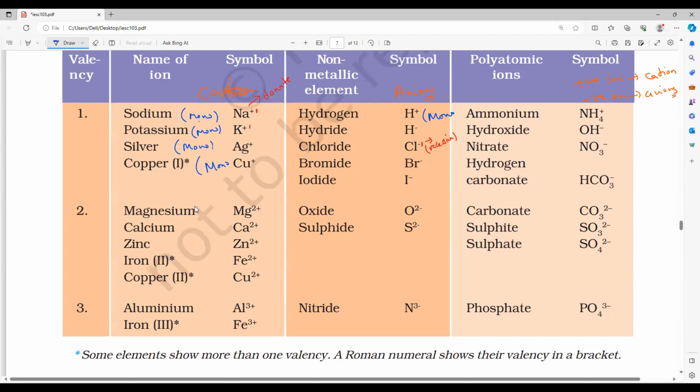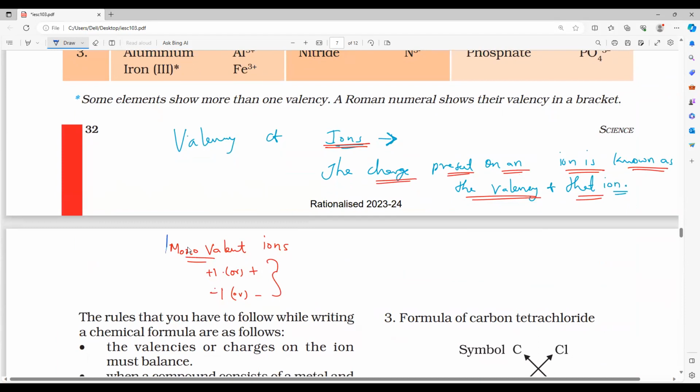Hydride. See, hydrogen can donate also, can receive also. That is what is special. There will always be an exception, that you have to consider. Do you understand what I'm saying? So hydride: donating is positive, receiving is negative, so hydride is also mono. Chloride is also mono. Bromide is also mono. Iodide is also mono. So what do we call them? Monovalent.